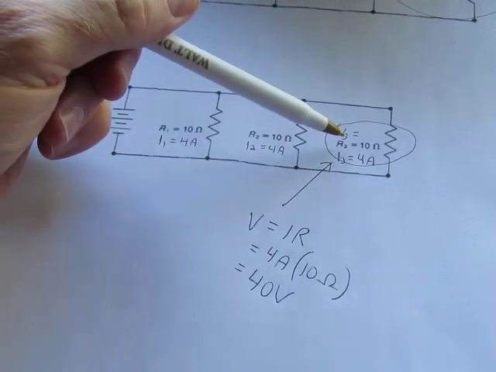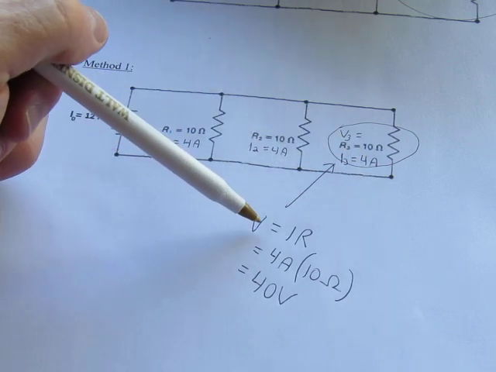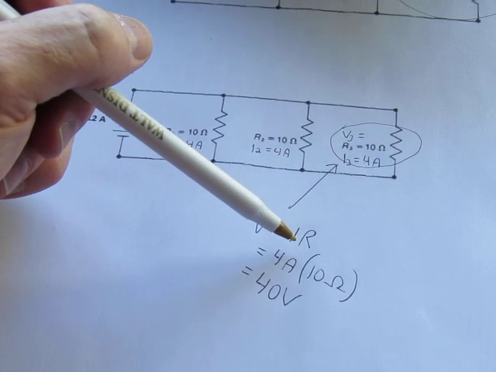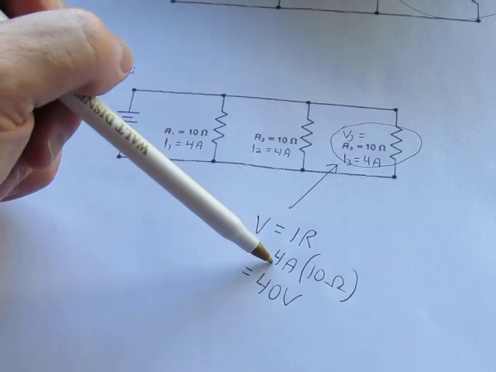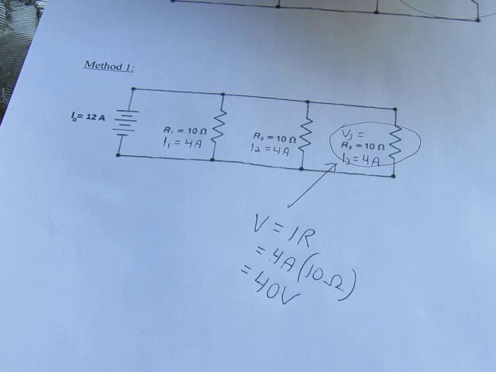So one more time, in this circle there are 2 pieces of information. So I'm going to do Ohm's Law, V equals IR. The current is 4 amps, the resistance is 10 ohms, multiply those together, you get 40. And that would be the end of that question.